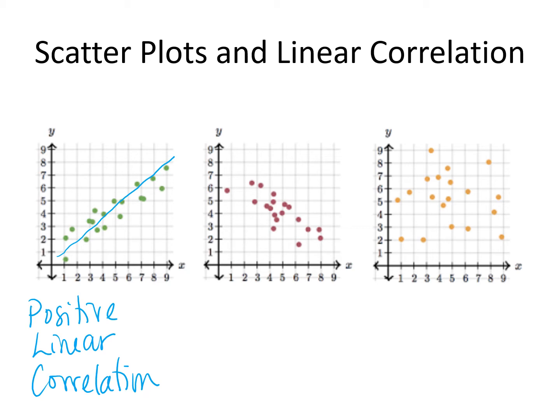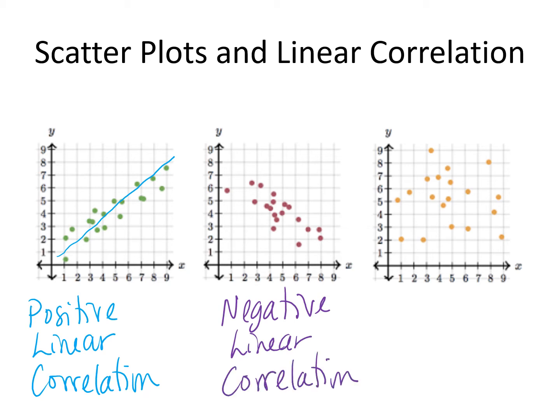All right, if we look at the second graph, if we read left to right, these dots appear to be going down the hill. So this would be a negative linear correlation. And again, if I attempt to draw a line that fits this data, you notice that line is going down the hill. It has a negative slope.